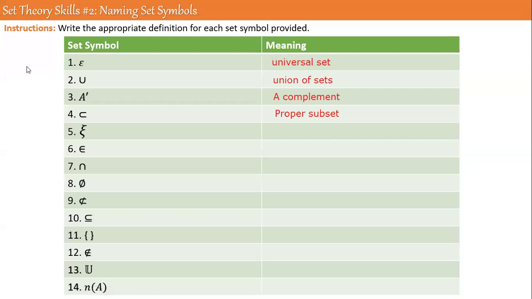Number 5, what y'all have for number 5? Universal set. Or xi. You can't put xi. We're not gonna put xi. Xi is just the name of the letter. We want what it means in set theory. Y'all understand that? So don't put xi or epsilon. Put the meaning of it in set theory.